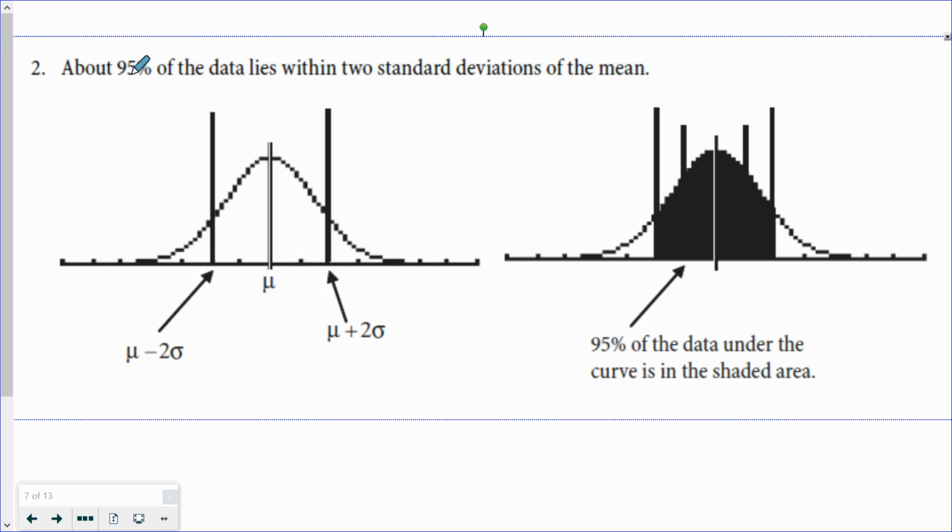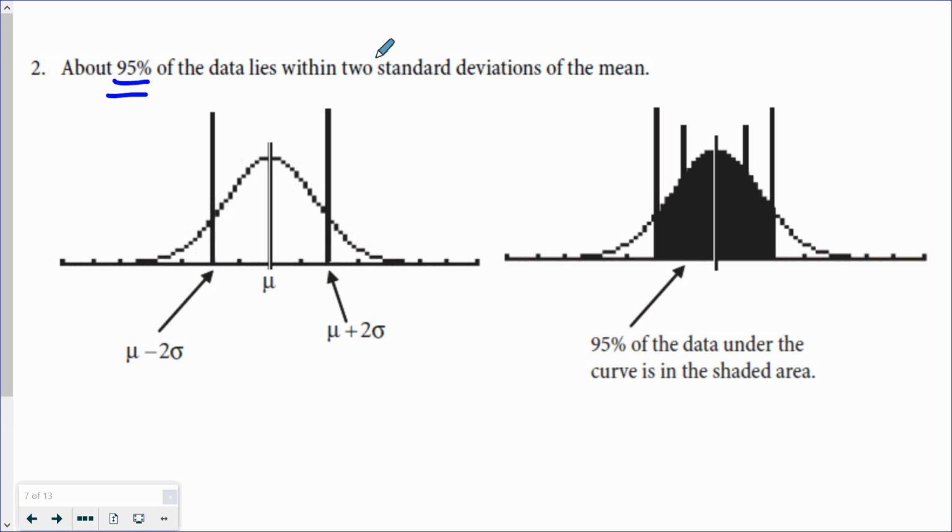So on to the next one. About 95% of the data lies within 2 standard deviations of the mean. So if this is our mean, I'm actually trying to write up and down and it won't let me. There we go. So 2 standard deviations above or 2 standard deviations below represents 95% of the data. So we know, I'm going to kind of color over on this one, that 1 standard deviation above or below is 68%. And then if we go 2 standard deviations above or below, this represents 95%.